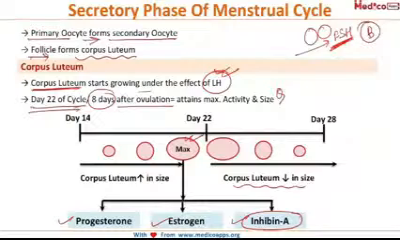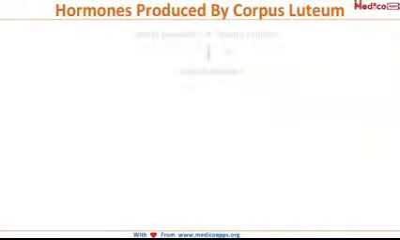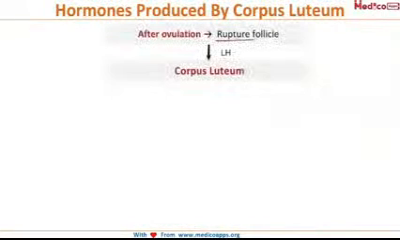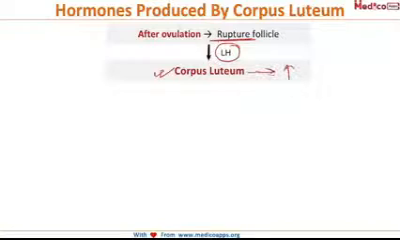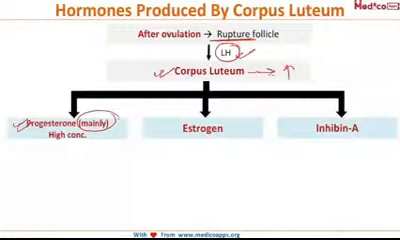So now let's see the hormonal interactions in the secretory phase of the menstrual cycle. After ovulation, I told you there is rupture of the follicles, and under the effect of LH, this is converted into corpus luteum. And this corpus luteum keeps on growing under the effect of LH. And this corpus luteum, we told, produces progesterone, estrogen and inhibin A. And out of these, the main hormone is progesterone. The main hormone in the secretory phase of the menstrual cycle is progesterone. Now here there will be high concentration of progesterone. And we told that high concentration of progesterone inhibits the LH and FSH.